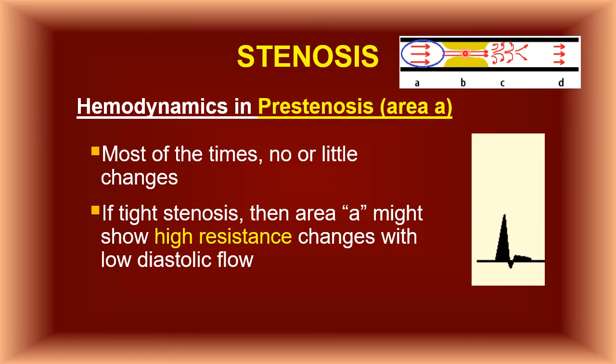Some people, when you have a tight stenosis, so assuming that the stenosis here is too tight, I might have a resistance form or a high resistance form of blood flow by Doppler. You might have here the reflective wave, early diastolic reflection, and you might have low end diastolic velocity. So these are signs that you might have a tight stenosis. It's not all the time, but if it's present, you might expect that this stenosis is too tight.